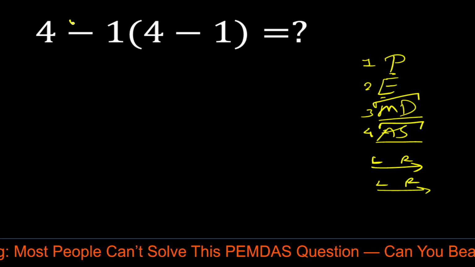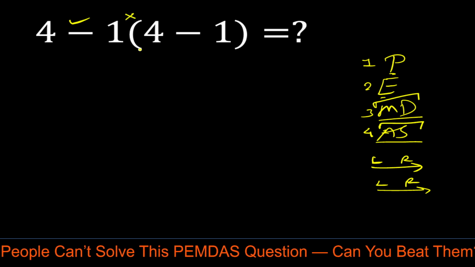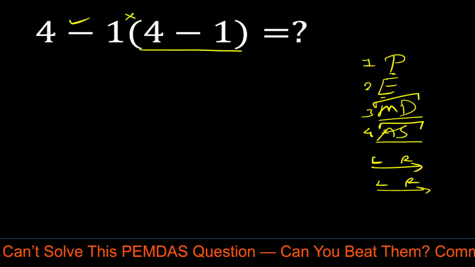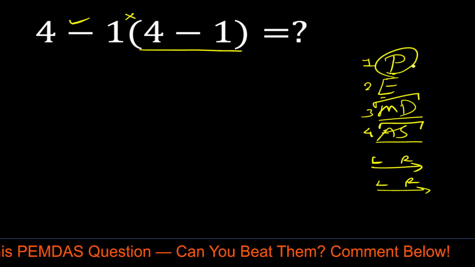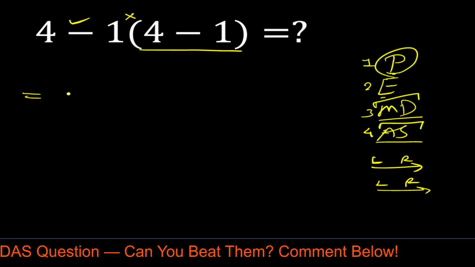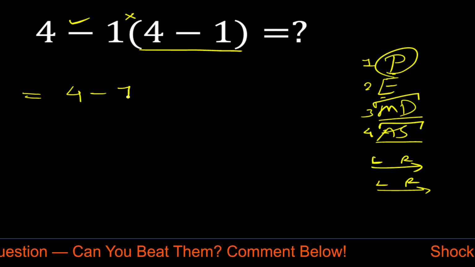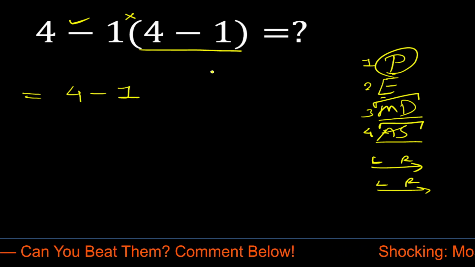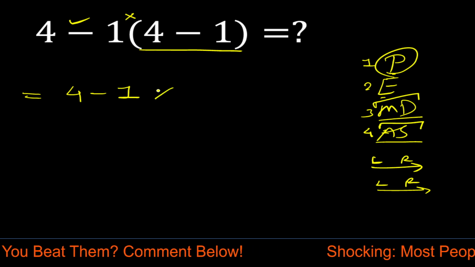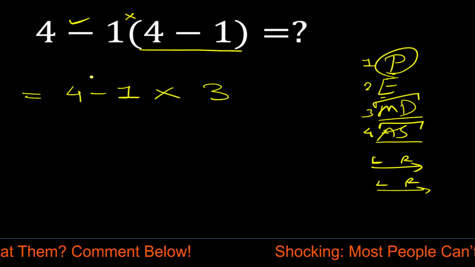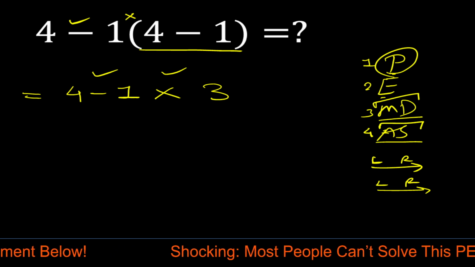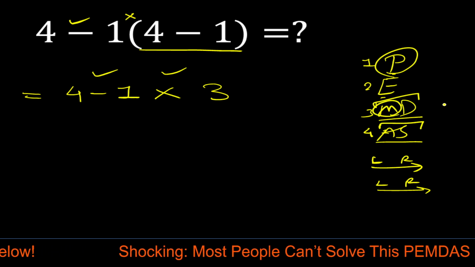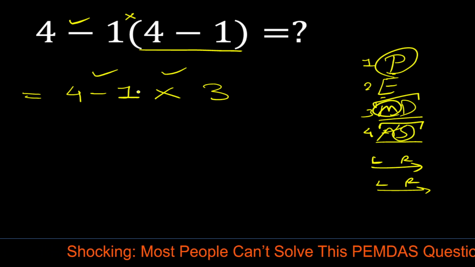So in this question, here we have subtraction, here multiplication, and here we have one parenthesis, right? So according to the PEMDAS rule, first we have to solve the parenthesis. So now 4 minus 1. Now solve this parenthesis. 4 minus 1 is equal to 3. So times 3, right? Now here we have subtraction and here multiplication. So according to the PEMDAS rule, first we have to solve multiplication, then we have to solve subtraction, right?